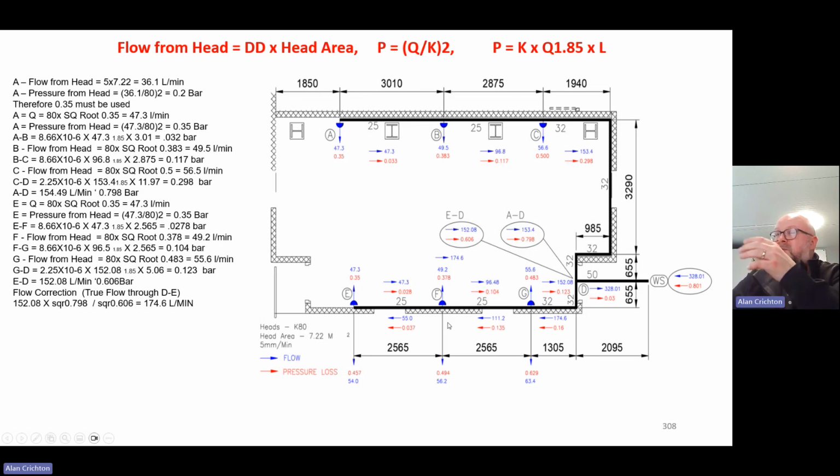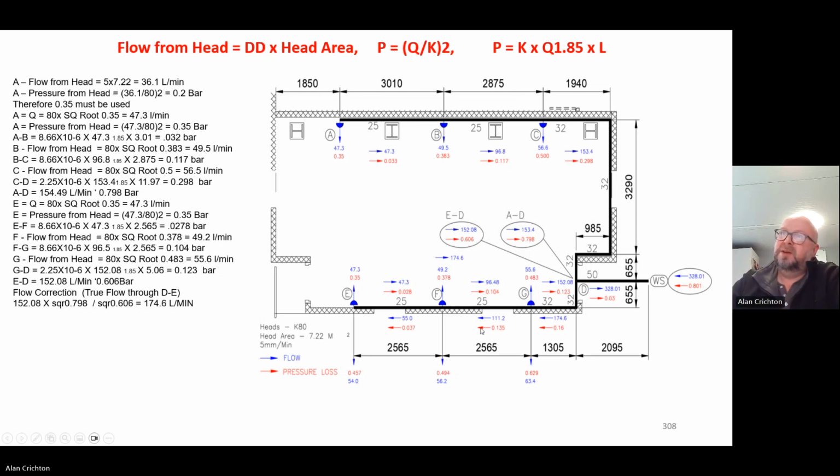Now to work out the flow from head F, it is the pressure at head G minus the pressure loss down the pipe G to F. So the actual pressure at head F is 0.494, which is quite a bit different from what we had originally. Then if we work out the flow from that head using K, which is 80, times the square root of 0.494, that gives me a flow of 56.2, the actual flow with the true flow.